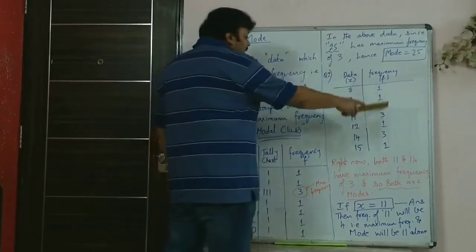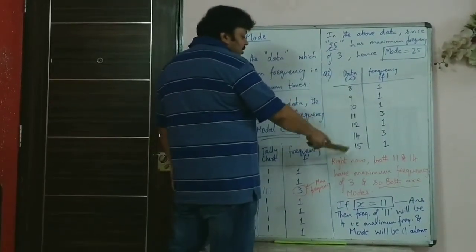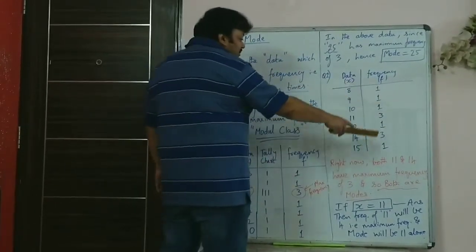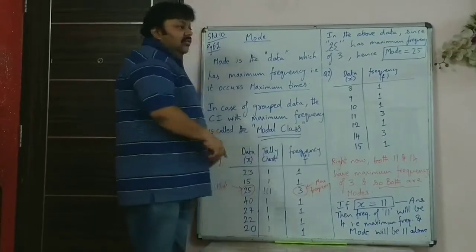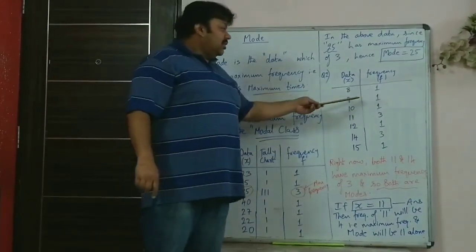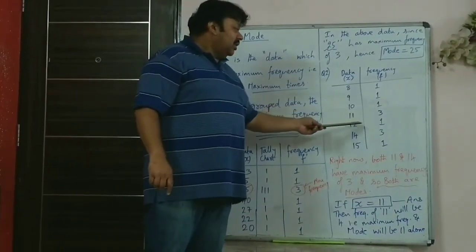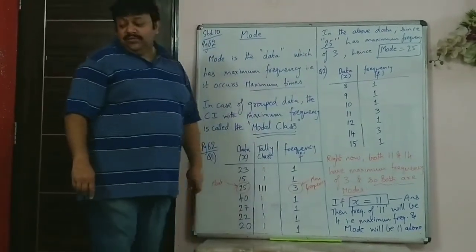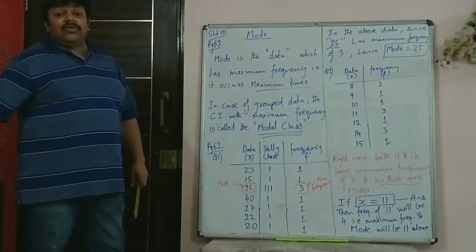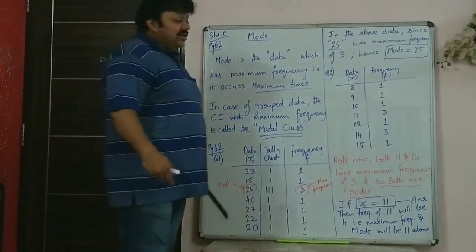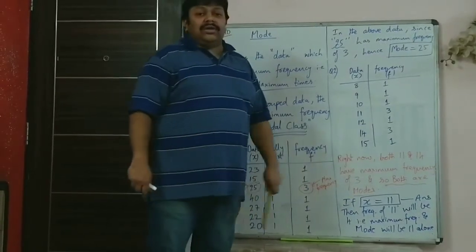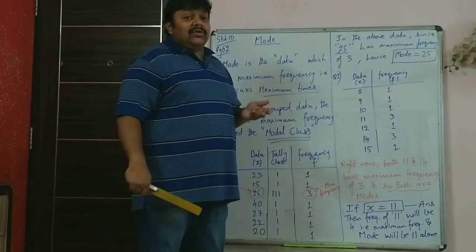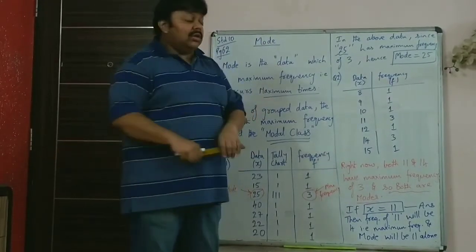Then again next sum, same type. You are given a particular set of data. Data is usually represented by x and frequency by f. So I have just written it in a column wise format. 8 once, 9 once, 10 once, 11 three times, 12 once, 14 three times and 15 once. But there is one data which we could not write. That is x. There was a number x given there which we couldn't write. So that x had to take some value, and for that you were given a hint.